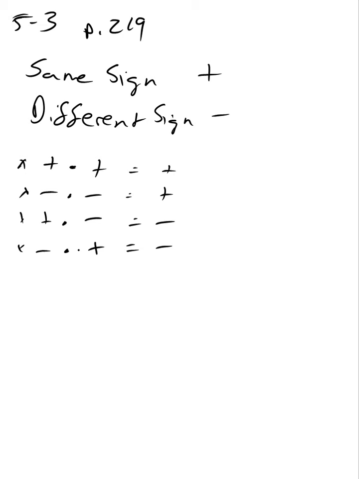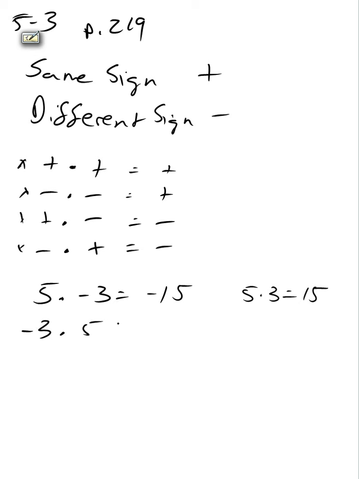You know, and if you had 5 times negative 3, the answer is a negative 15. 5 times 3, of course, we know is 15. But let's say we had a negative 3 times 5. Once again, answer is negative 15. Signs are different, and a negative 5 times a negative 3 is going to be an answer of 15 also.